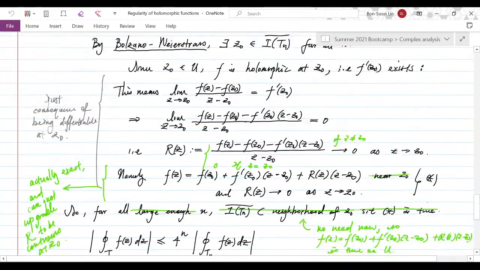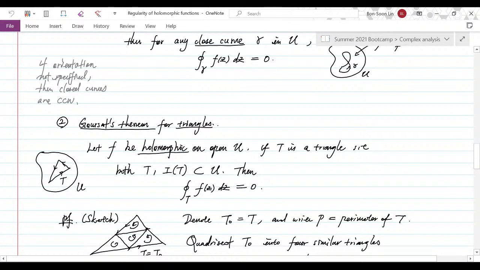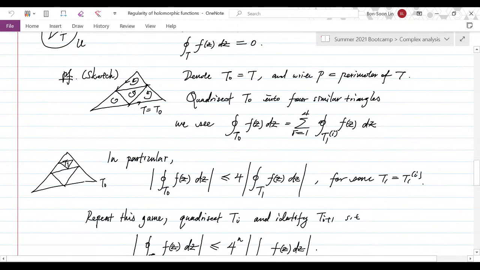And just to review, Goursat's states that if you have a holomorphic function on an open set that contains a triangle and the inside of that triangle, then the closed loop integral, the contour integral along the triangle of this holomorphic function will be 0. And the idea is that because it contains this interior portion of this triangle, we will quadrisect this triangle into smaller pieces and show that it is bounded by some factor times the integral along one of the small triangles.